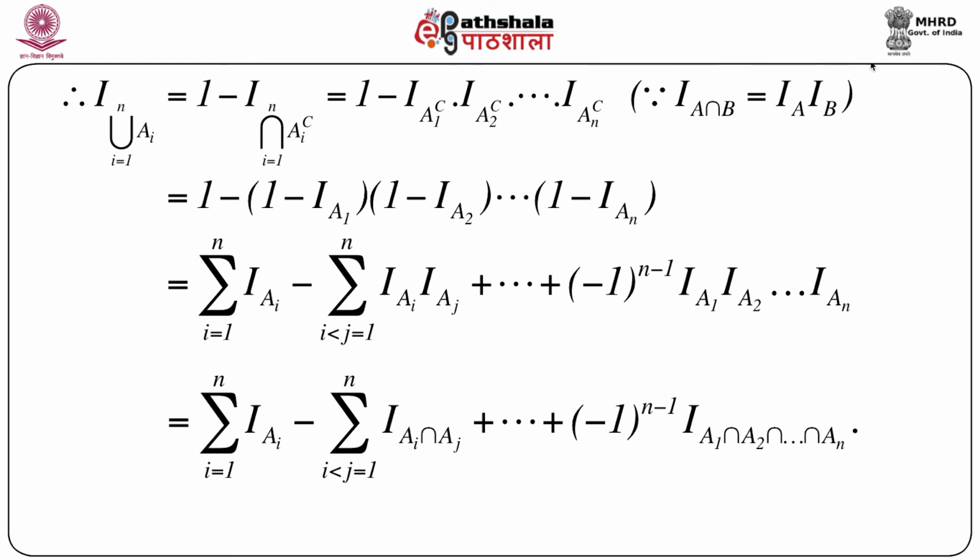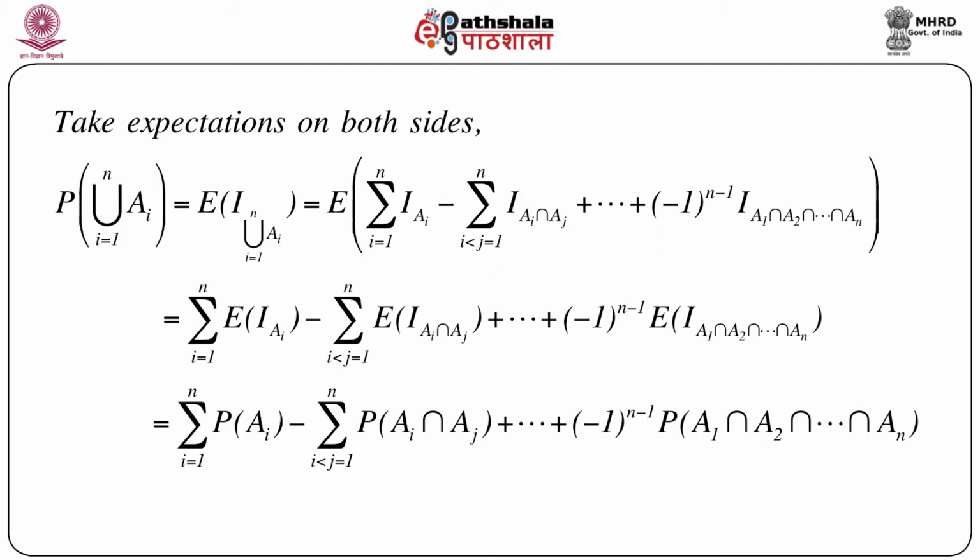Again apply this result, I of A intersection B equals I of A into I of B. So what we get is summation I of Ai, i equals 1 to n, minus, now I of Ai into I of Aj equals I of Ai intersection Aj, sum over that, and so on. The last term will be I of A1 intersection A2 intersection up to An. So the proof is almost complete, except that we have to take expectations on both sides.